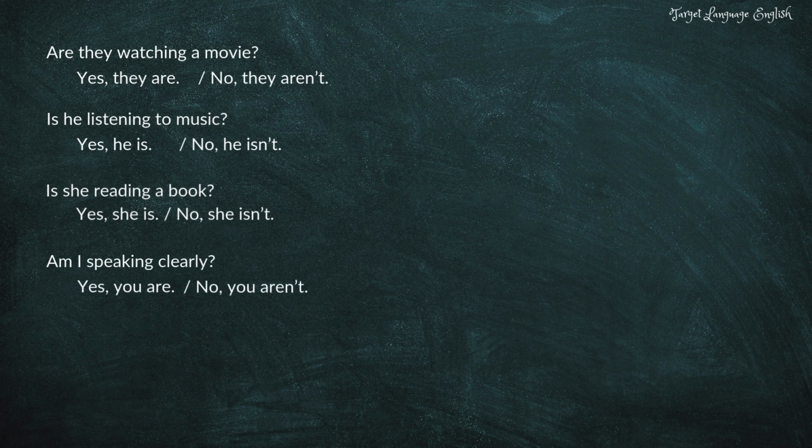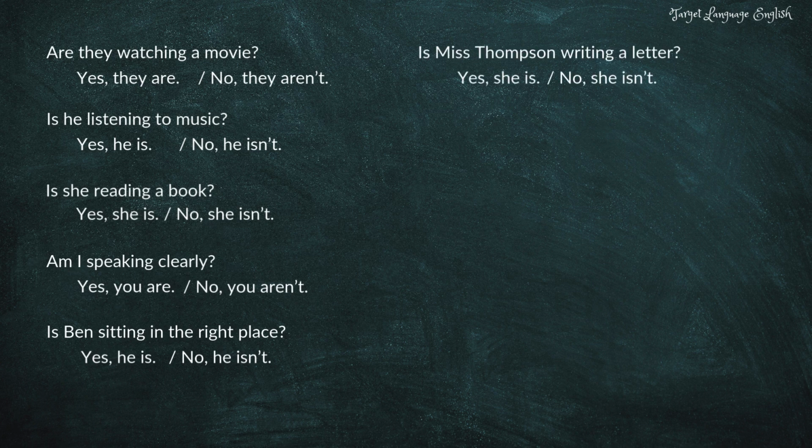Am I speaking clearly? Yes, you are. No, you aren't. Is Ben sitting in the right place? Ben is third person singular, he. Yes, he is. No, he isn't. Is Miss Thompson writing a letter? Miss Thompson is third person singular, she. Yes, she is. No, she isn't.